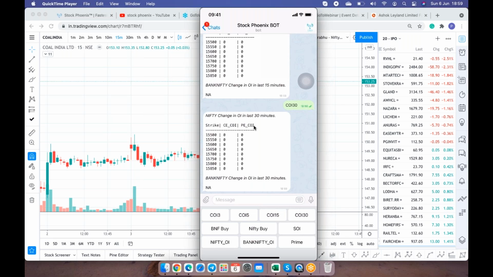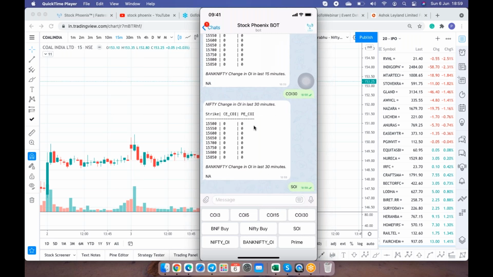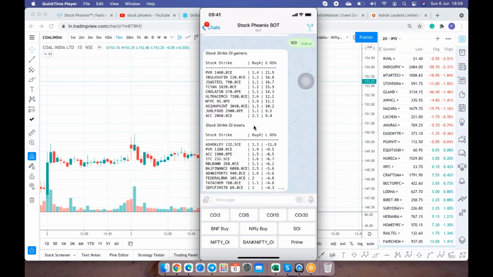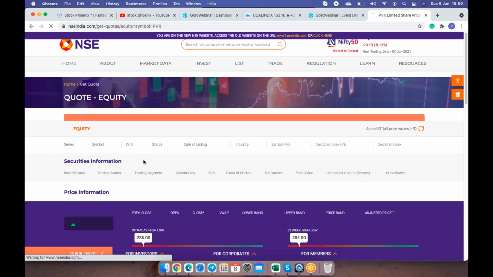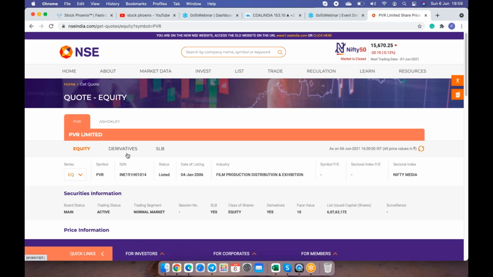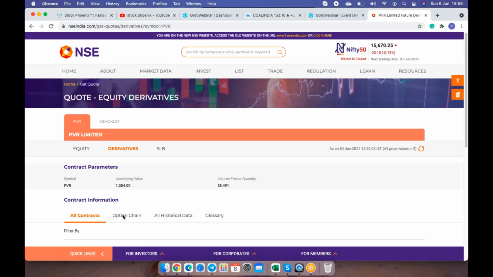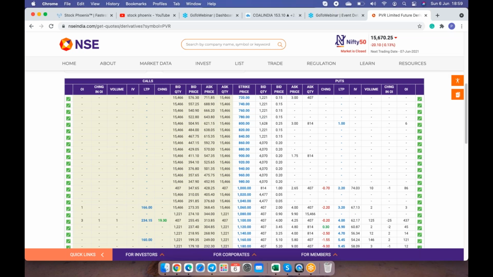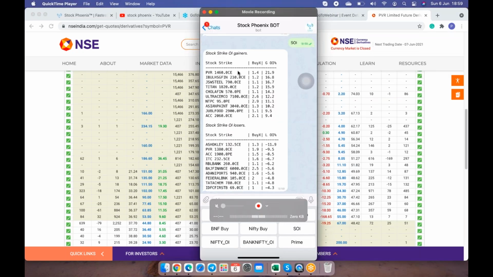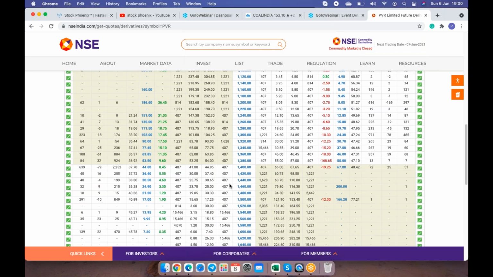Okay. Next is again, as I said, SOI. I have still not tested this. I have told the development team to implement it here, and they have implemented it. So if we take an inference out of this, on a PVR 1460 call option, there is a 21% OI gain that happened. So if we quickly go back and check PVR, what strike price is it? 1460 strike price, 1460.